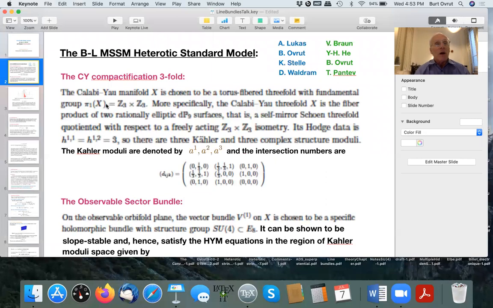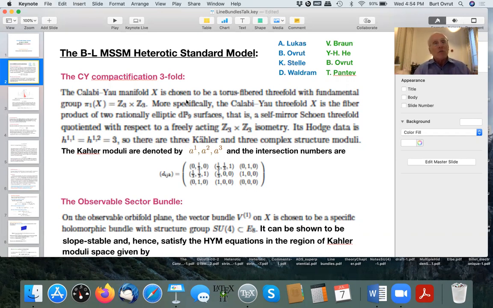So to begin, there's heterotic M theory, which was introduced by these people. But there is a particular model of it, which was worked on by these people. It's called the B-L MSSM. And putting it very, very briefly, we have the theory of Hořava-Witten. We have an observable sector, a hidden sector, and then a one-dimensional sector in between.